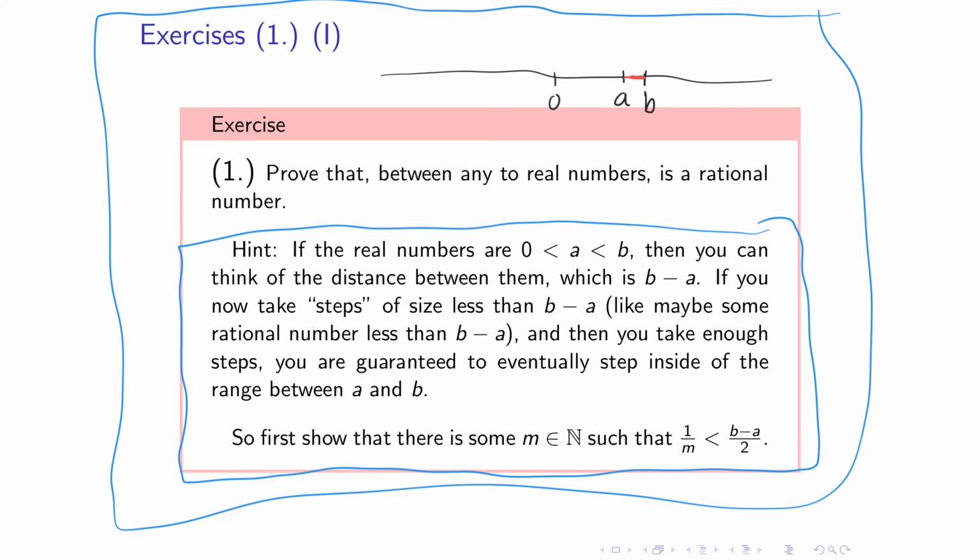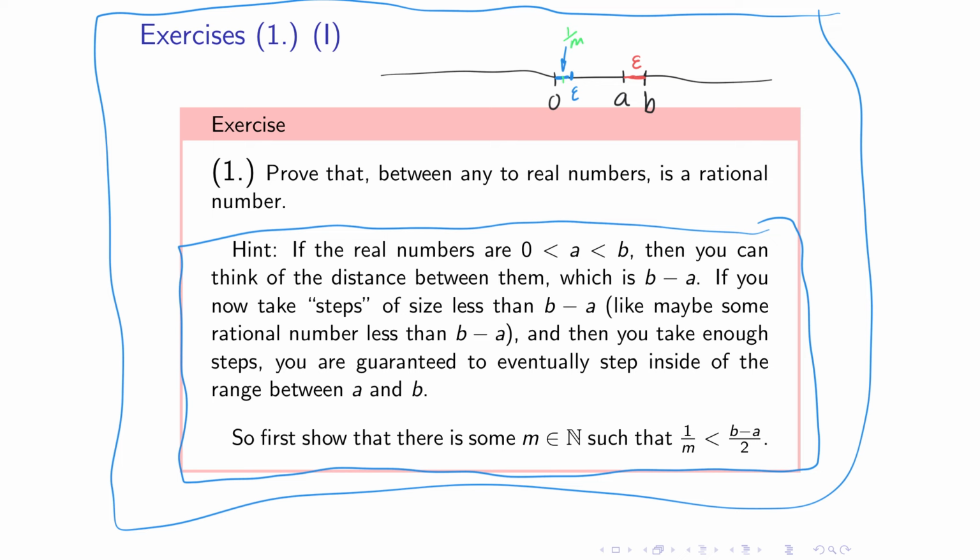And then, so we've got a is bigger than 0 and b is bigger than a. And these are our two real numbers. And let's talk about the distance between them, which is b minus a. And perhaps what you'd like to do to find a rational number in between a and b is to imagine, well, maybe if I take epsilon to be this distance, I can find a rational number, and let's call that 1 over m. So we can find this rational number, which is strictly smaller than epsilon.